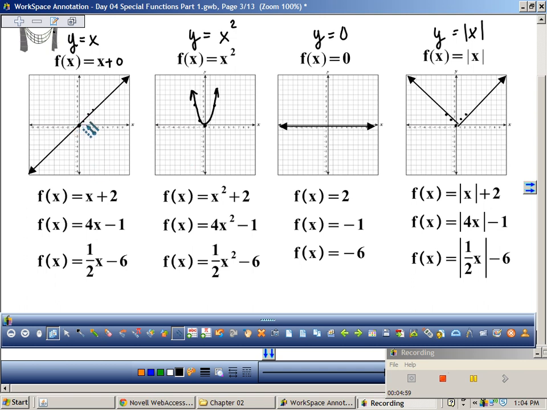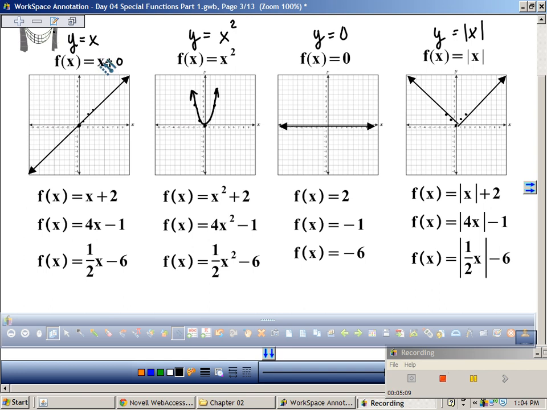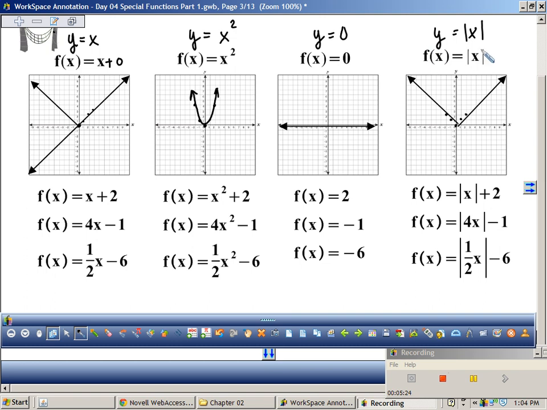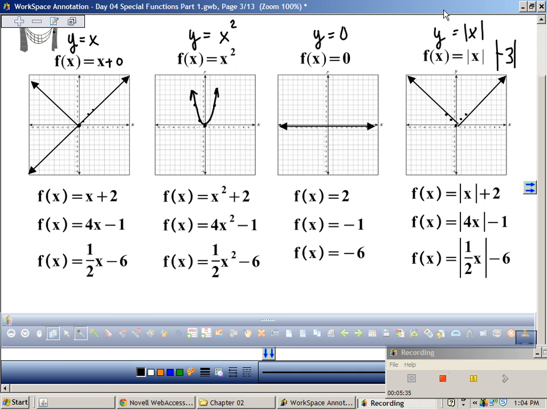Okay, so see how this one, the difference between this parent graph and this parent graph is that if I plug in or substitute in a negative value, it will never go negative. It will always go positive. See that? So it's like taking this and flipping it up this way. Right? Because if I were to substitute in any value, like negative 3, the absolute value of negative 3 is always going to be positive. Okay? It's going to make more sense as I keep going.